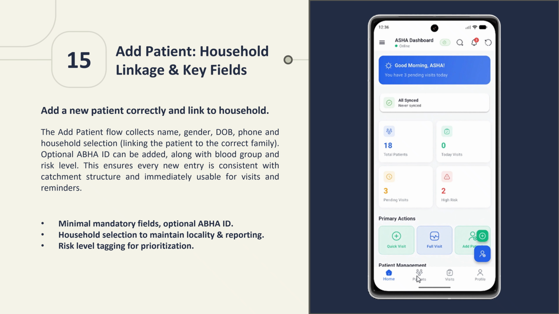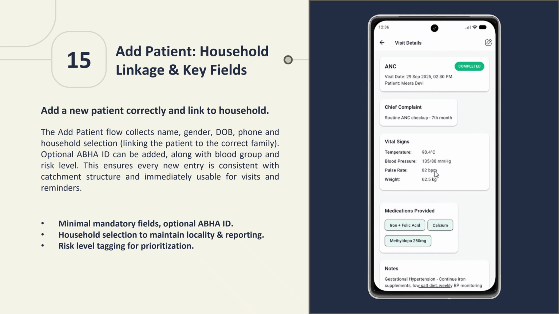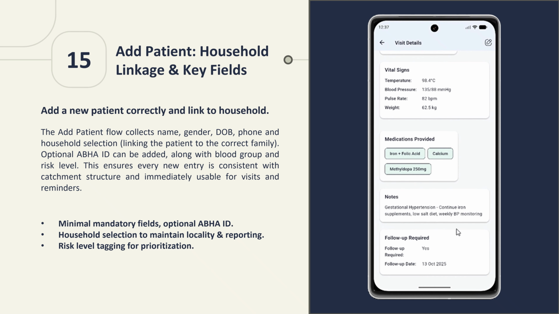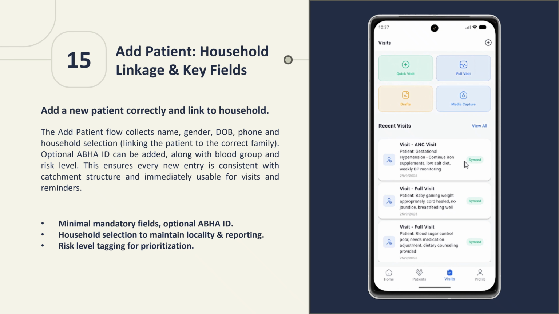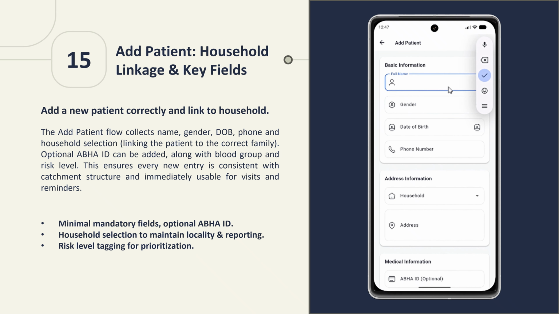In the Visit tab, we can view both recent visits and a detailed record of each. These details include the visit type, for instance, an ANC visit, along with the date, the patient name, their complaint, the medication provided, and any additional notes added by the worker. Other information, such as whether a follow-up visit is required, is also clearly shown. From this section, we can easily add either a quick visit or a full visit. We can also add a new patient by clicking on the Add Patient button.